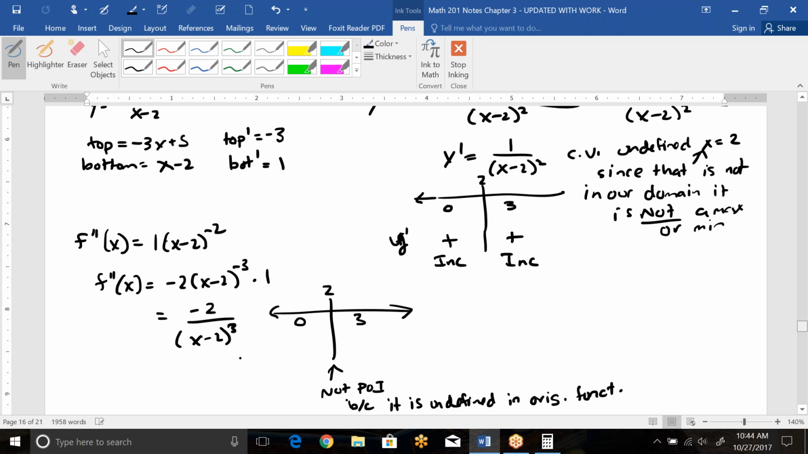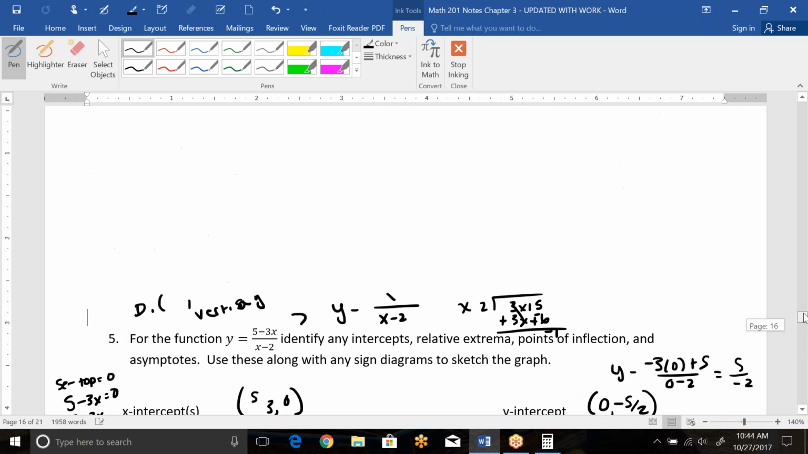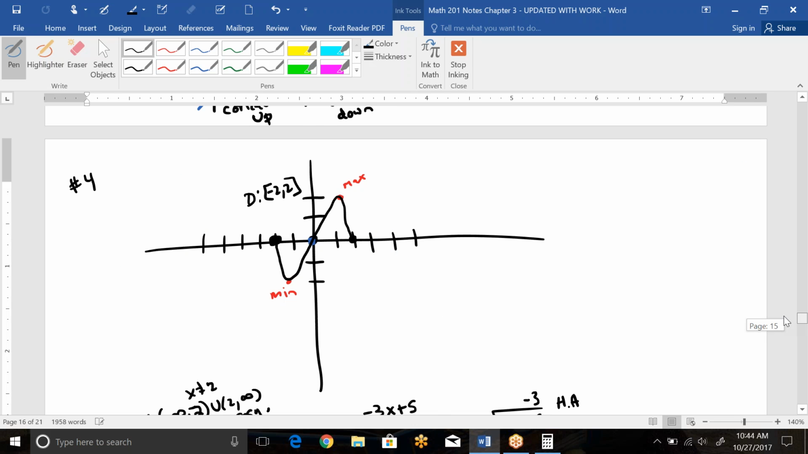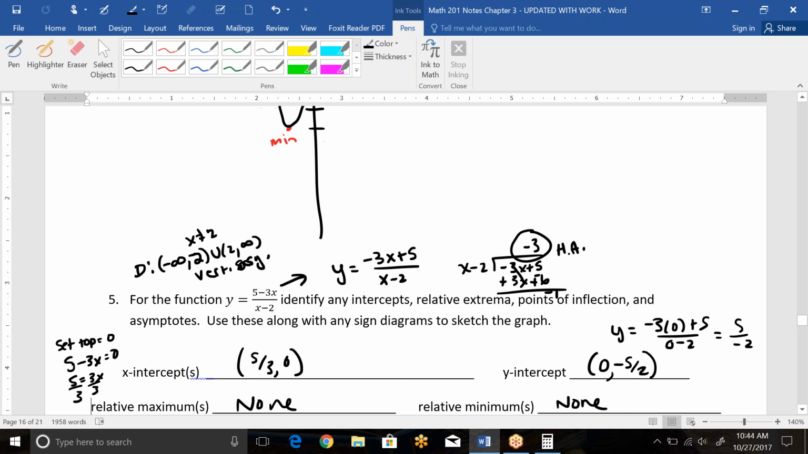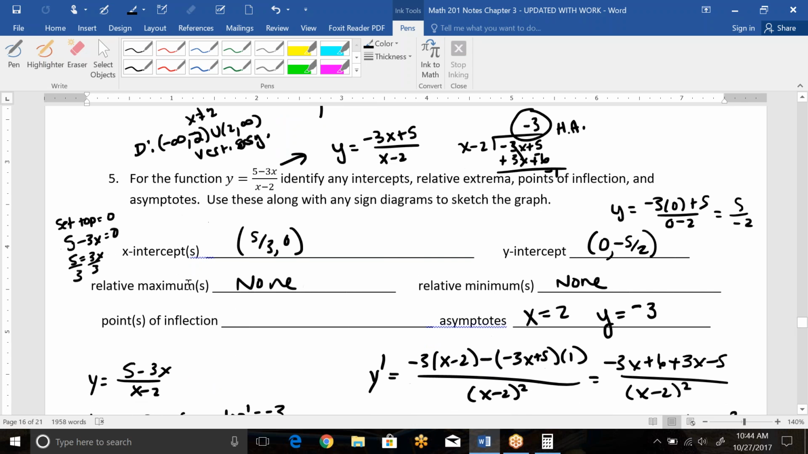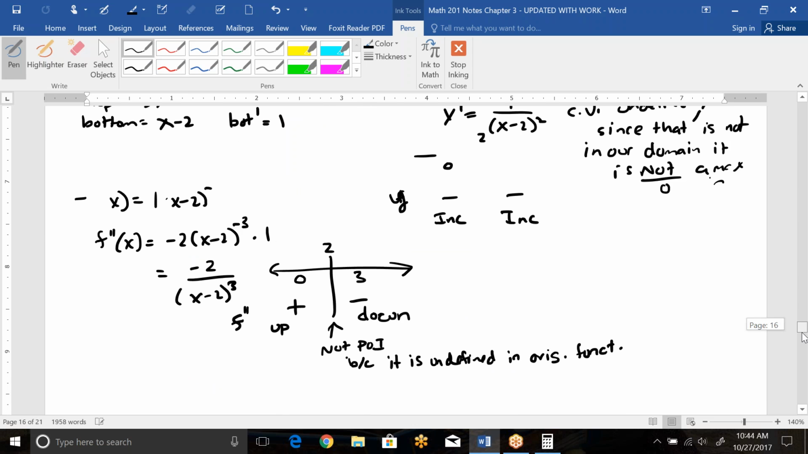So 0 and 3 again, but this time we're plugging them into the double prime. If we plug in 0, that will be -2 over a negative cubed, which would be negative, and a negative on top, so that's going to be a positive. So this is concave up. If we plug in 3, that'll be a positive on bottom and a negative on top, so that's a negative. So this one's going to be concave down. So the sign charts will still help us even though this is not a point of inflection. So none. To be a relative max or min or a point of inflection, the point actually has to exist.